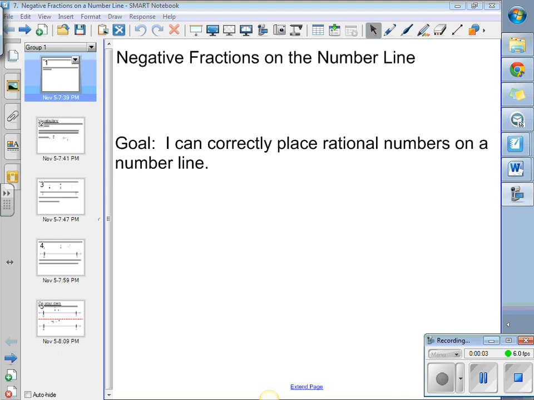Today's lesson is negative fractions on the number line, and our goal is that we can correctly place rational numbers on a number line.